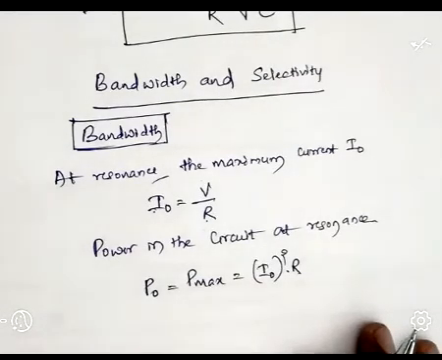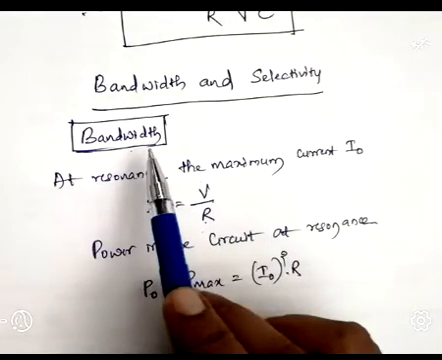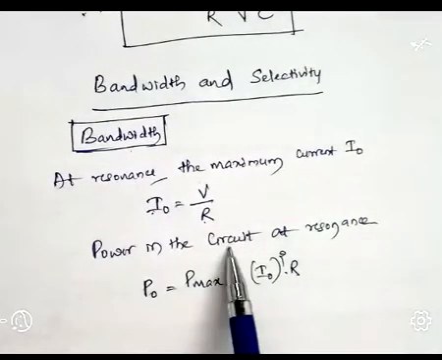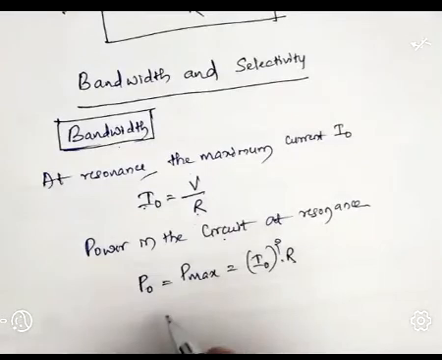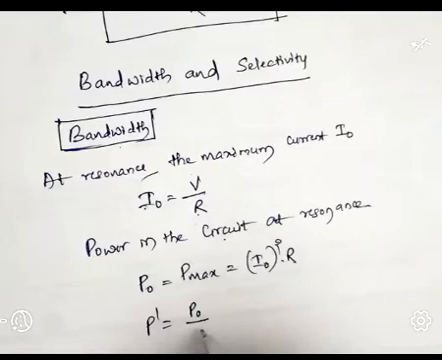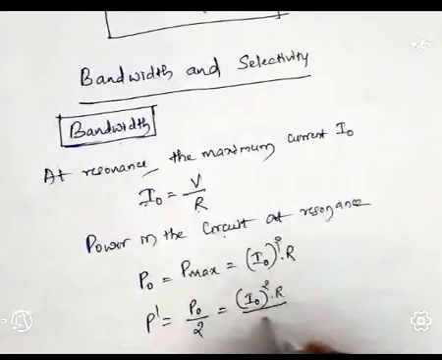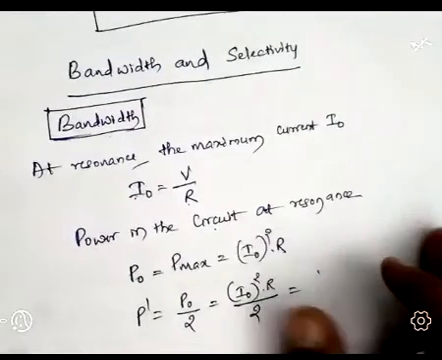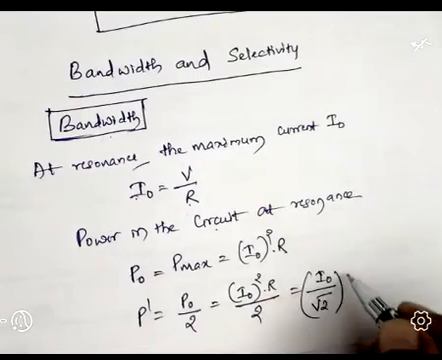So what we discussed earlier, bandwidth is what? It is the band of frequencies over which power in this circuit is half of its maximum value. Hence, as per the statement, P dash is equal to half of maximum power, that is P naught by 2. That is equal to what? I naught square into R by 2. Or we can write I naught divided by square root of 2 whole square into R.